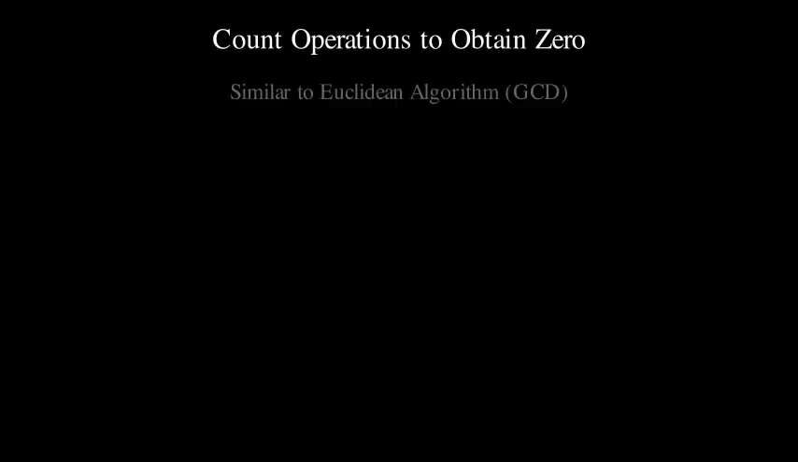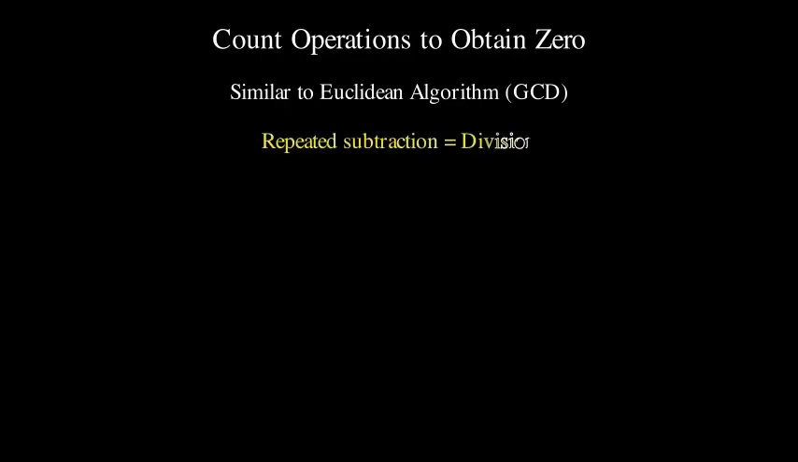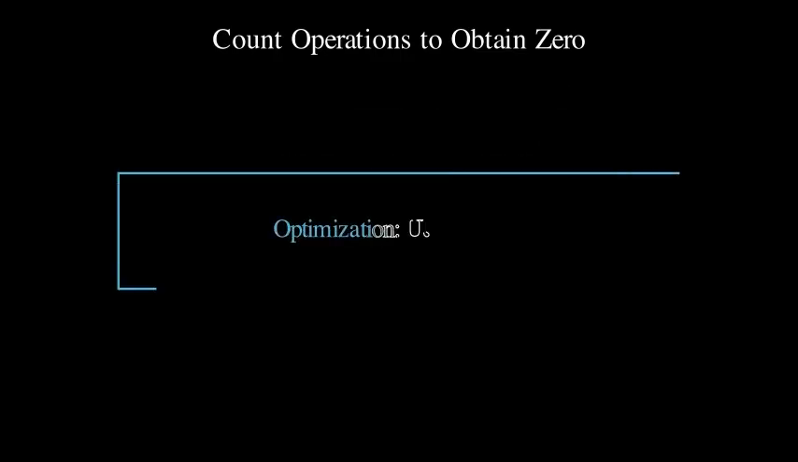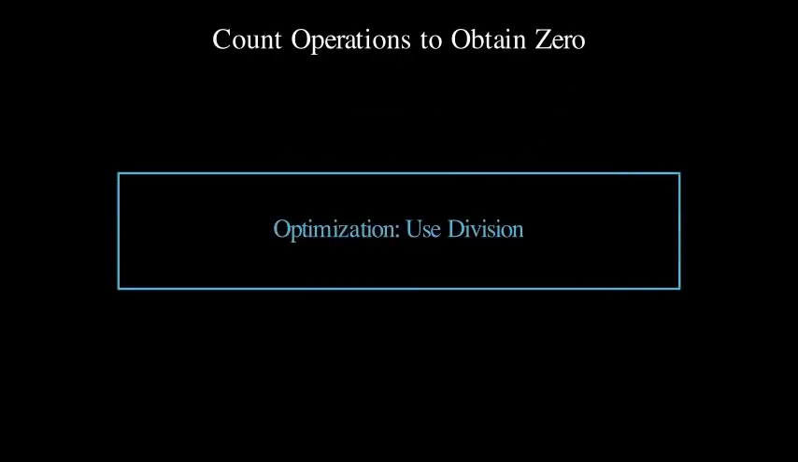Here's where it gets interesting. This process is actually very similar to the Euclidean algorithm for finding the greatest common divisor. Notice that repeatedly subtracting the smaller from the larger is essentially what division does. Instead of subtracting num2 from num1 multiple times, we could divide num1 by num2 to find how many subtractions occur.